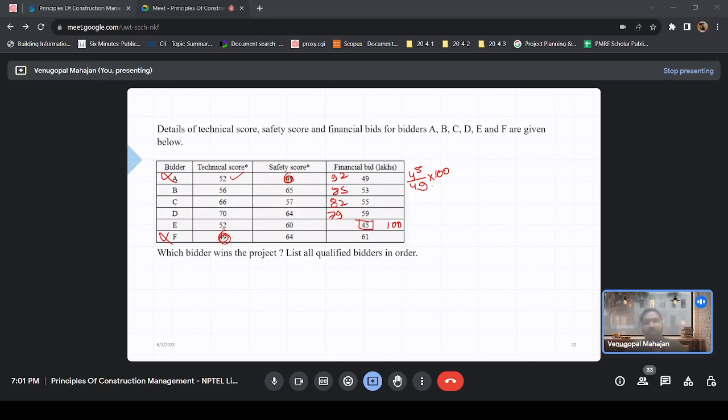Do you guys think we should have calculated for A? No, because we already eliminated it, not eligible due to safety scores. So now we have got the financial scores, technical score, and safety score, and we have got the weightage also: 25, 25, and 50. Can you help me calculate for B, C, D, and E their composite scores?